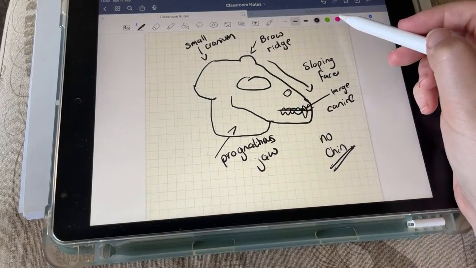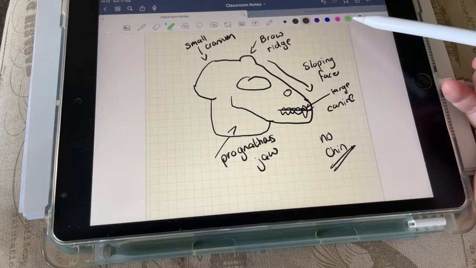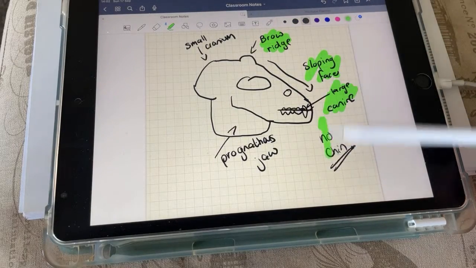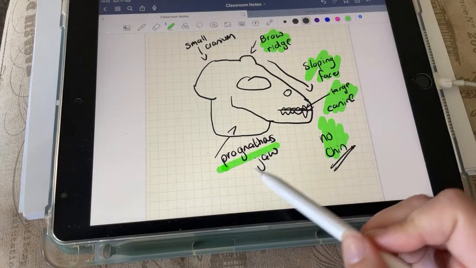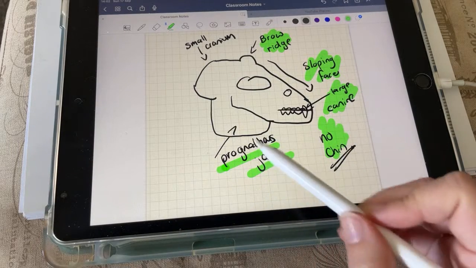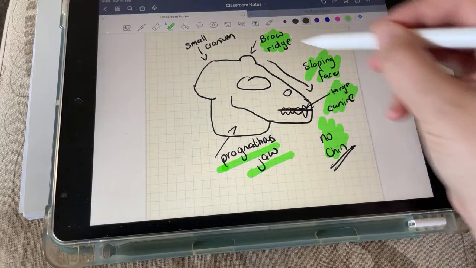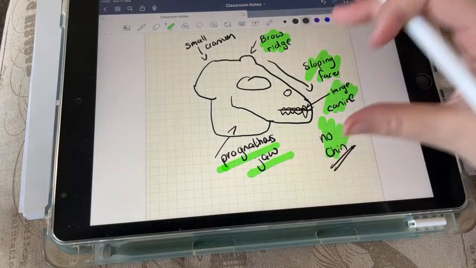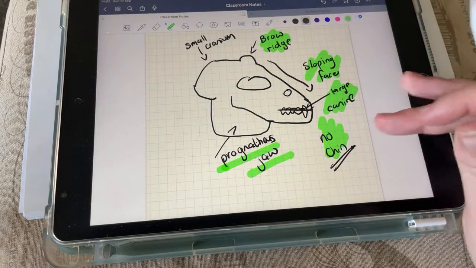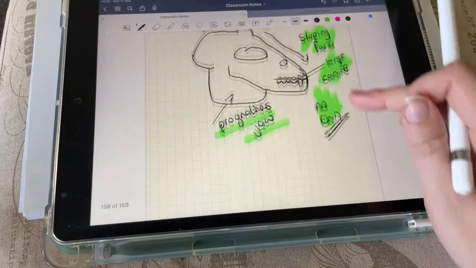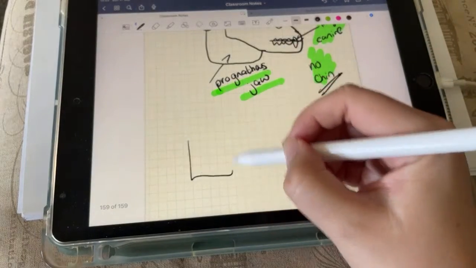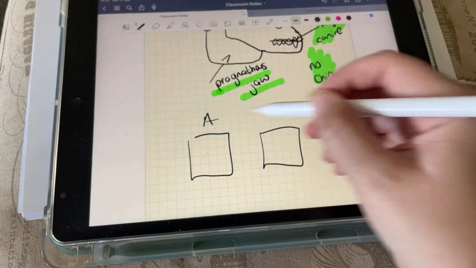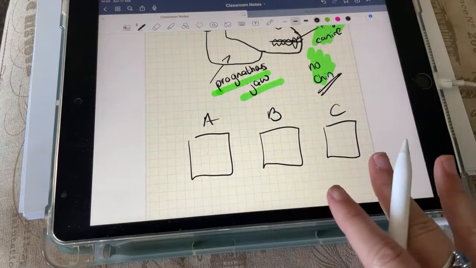These things that I'm mentioning to you here, let me highlight them. Brow ridge, sloping face, large canine, no chin. They are all associated with the prognathous jaw. The prognathous jaw creates these things. Okay, these are the things you are looking for. And you use these things to identify where the skull is in relation to the others. Generally, you will get 2 or 3 skulls, and they'll be like A, B, and C. They'll be out of order.